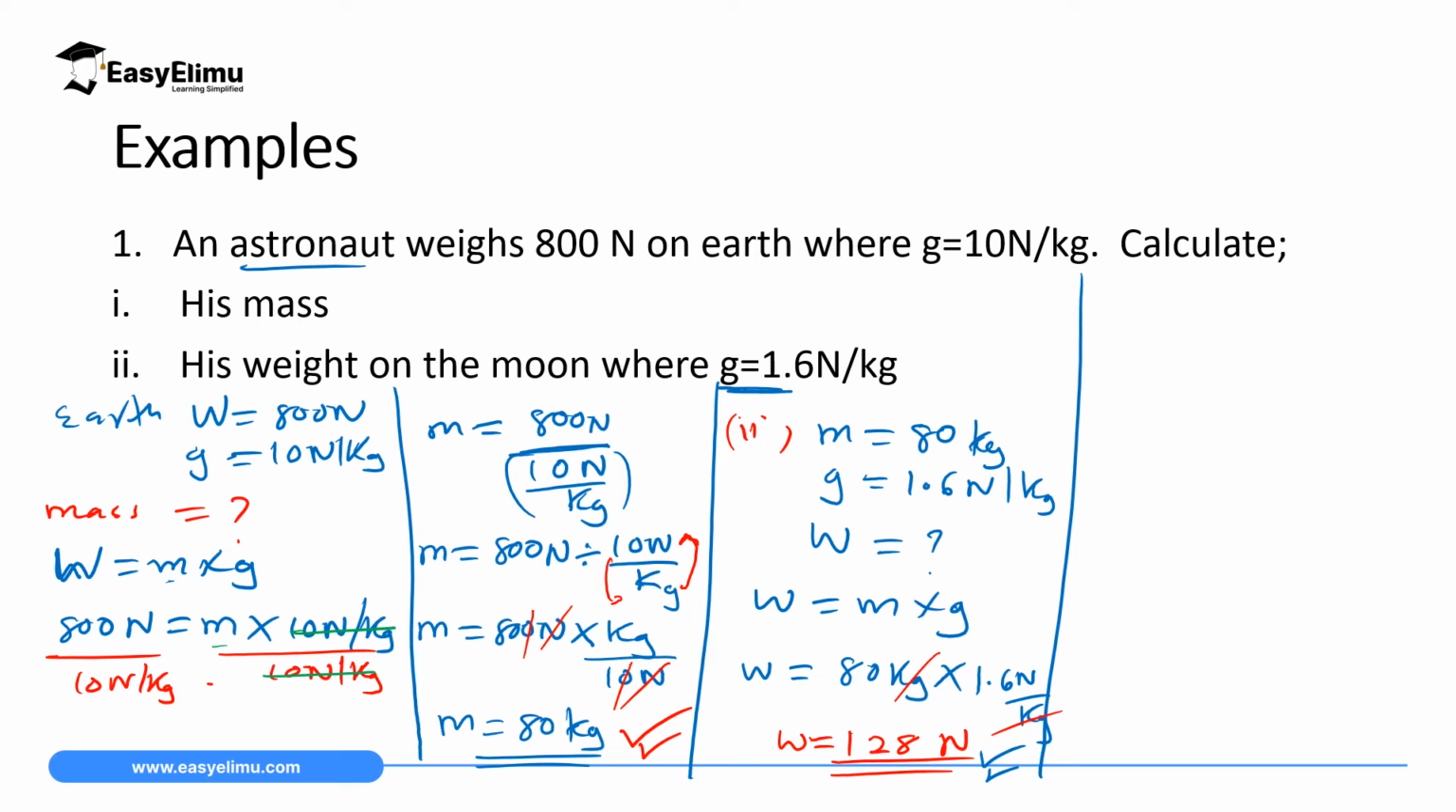So as you can see, when the gravitational field strength is small, the weight will be small. When the gravitational field strength is as big as 10, the weight was 800, but it's the same person, the astronaut, with a mass of 80 kilograms.